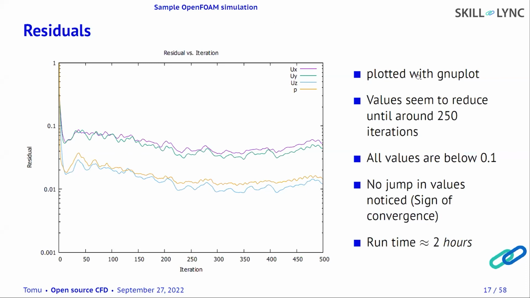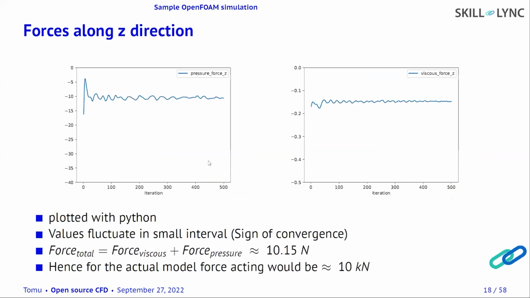Here the plotting is done with GNUplot. And the total time it took to run these 500 iterations was around 2 hours. Once we find that the solution is converged, now you can analyze the parameter of your interest. Here we were actually trying to find out how much force is acting on the statue. The total force will be the sum of viscous and pressure forces.